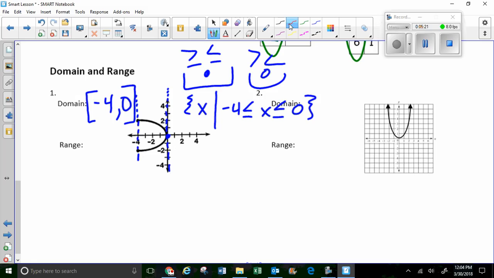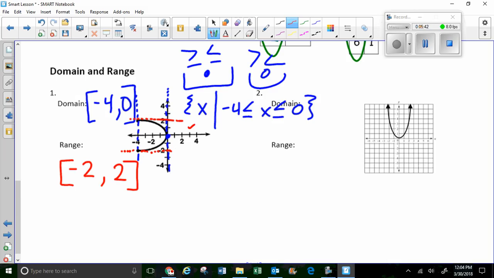Now for the range, I'm going to look for the lowest y value first. So that's going to happen right here. That's the lowest point on my graph. So that looks like it happens at -2. Again, it's a solid point, so it's going to get a bracket. And then the highest point on my graph is +2. Also gets a bracket because it's included.